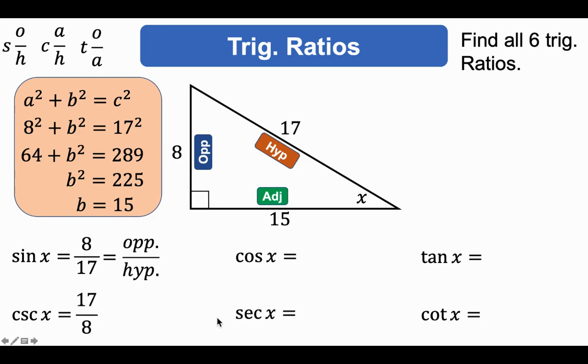It's just a matter of flipping that over. Cosine is adjacent over hypotenuse. Flip it over. Tangent is opposite over adjacent. And then flip it over. And you are done, I hope. I think. Yes, we are done.